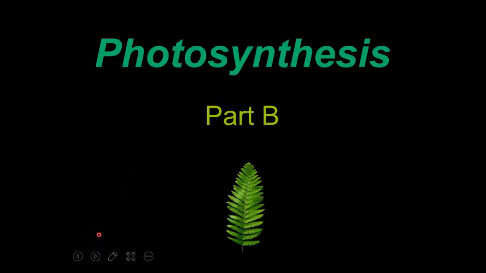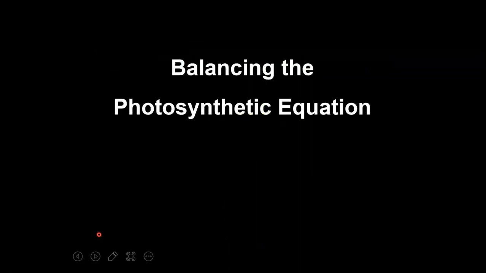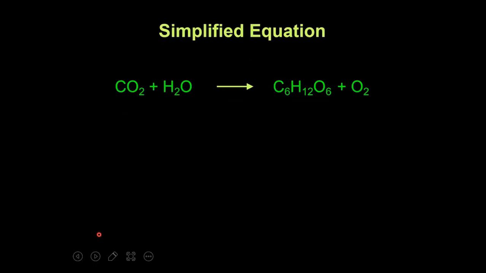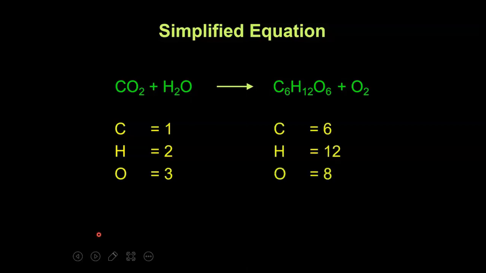Okay, welcome back to part 2 of our photosynthesis lesson. And we're going to start by returning to our photosynthesis equation. Now, this is the equation that I gave you to start with. But in the last portion of this lesson, I said it was simplified as an overview. And also, we can tell if we look at the numbers of atoms on each side that it's not balanced.